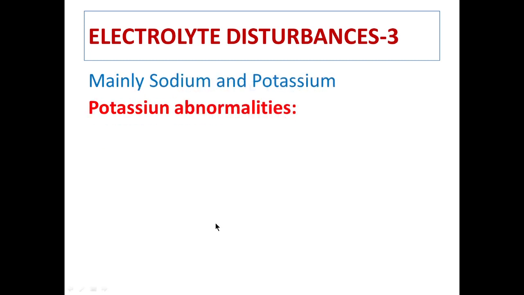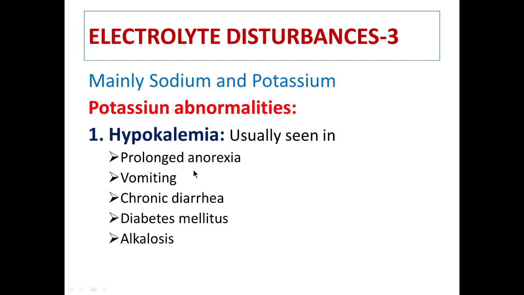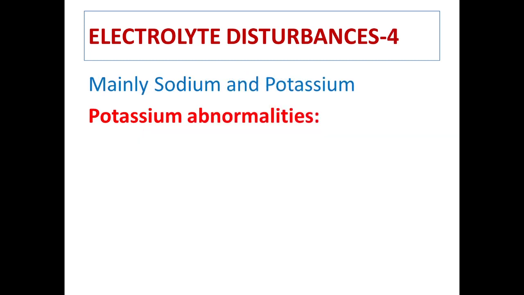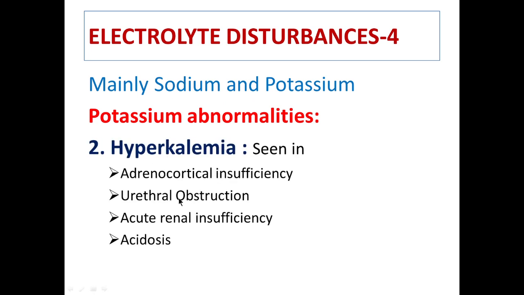The other condition which we see is hypokalemia, which is usually seen in prolonged anorexia, vomiting, chronic diarrhea, diabetes mellitus, and alkalosis also. In cases of alkalosis, because there are fewer hydrogen ions in the extracellular fluid, the hydrogen ions will come out of the cell, and as a result the potassium ions will go inside the cell, so the result will be hypokalemia in the ECF. In acidosis, hyperkalemia may be seen. Also it may be seen in adrenocortical insufficiency, urethral obstruction, or acute renal insufficiency.